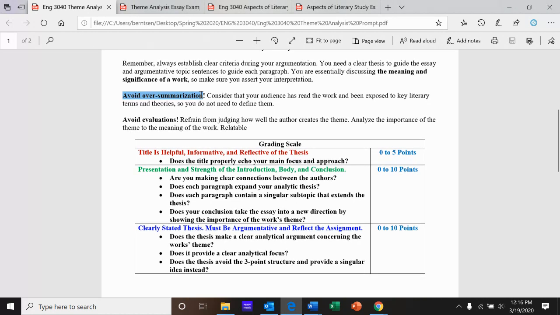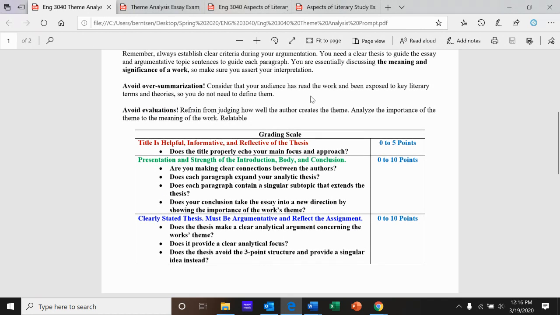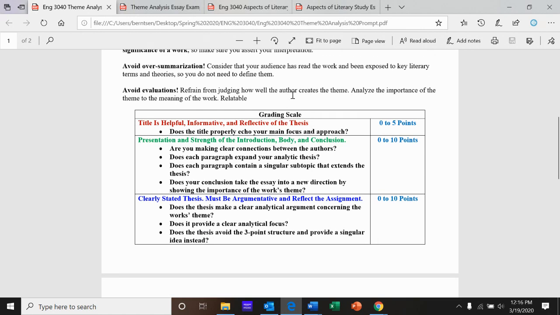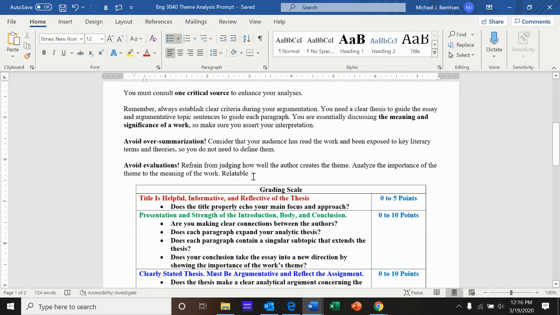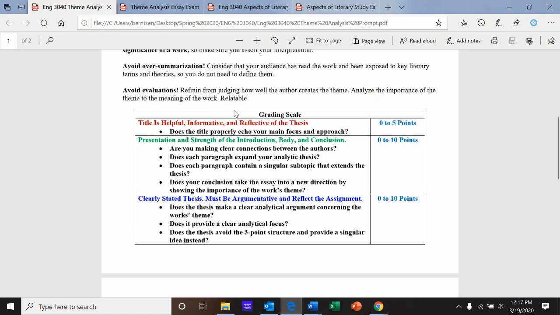Avoid over-summarization. Always consider that we know the literary terms, that we know the theories and things like that, if you're going to use any of the theories that we've discussed so far. And then, of course, avoid evaluation. You don't need to judge how interesting the theme is or how well the author constructs the theme. You simply need to focus on the work. Some missing word there. I'm not sure what that is.